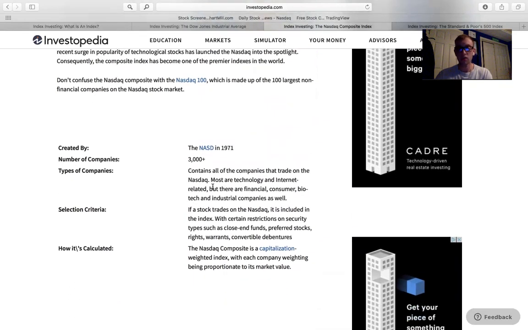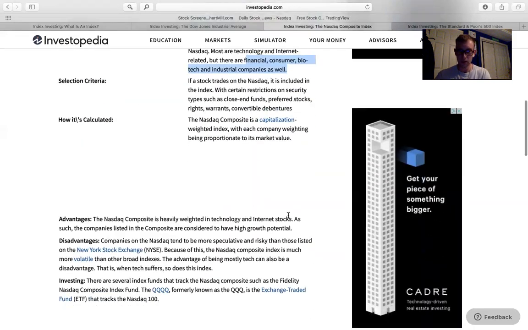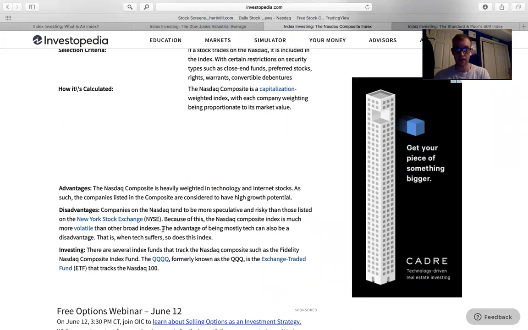It contains all of the companies that trade on the NASDAQ. As you can see, there are over 3,000 of them. It's a lot of companies. A lot of these companies are mainly technology and internet related, but there are financial, consumer, biotech, and industrial companies involved in the NASDAQ as well. Moving down, some advantages of the NASDAQ.